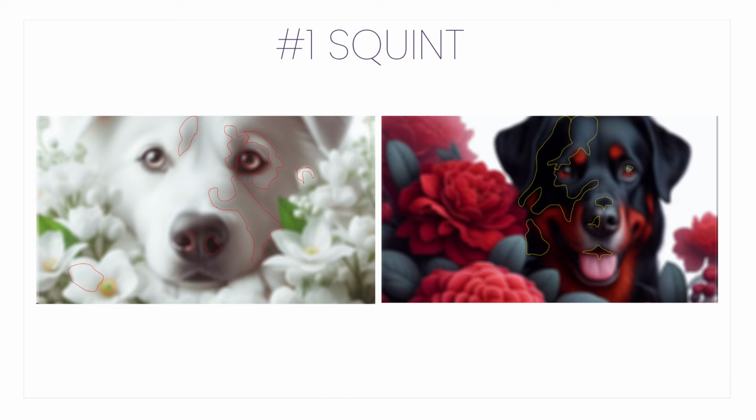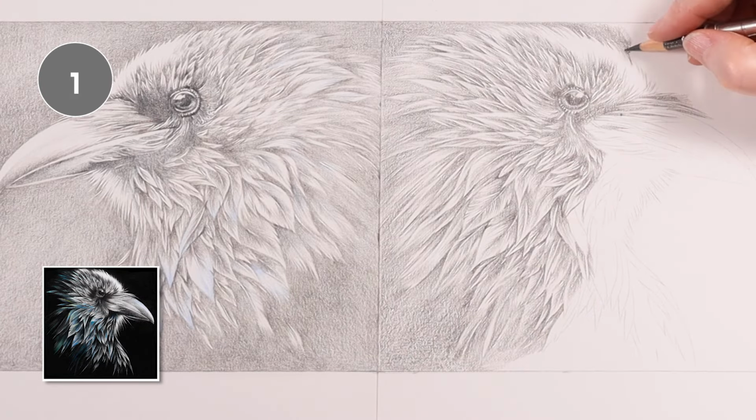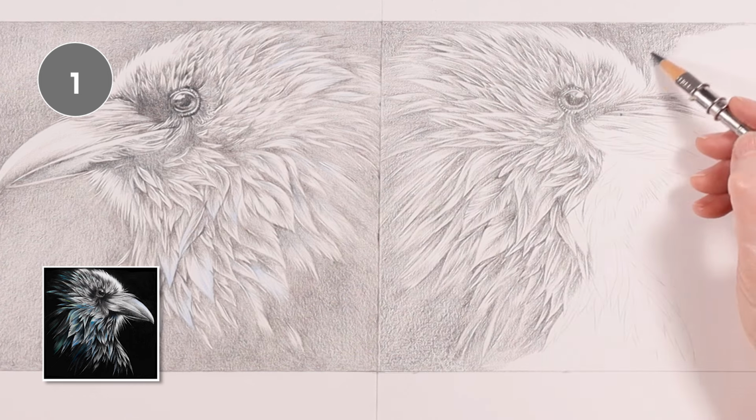Here's how you can use it in your work. So, squinting, number one. Squinting reduces the amount of detail you see, making it easier to see the overall shapes and values in your subject. So you just have to squint your eyes and look at the scene. It becomes a little bit blurry. This blurriness reduces the amount of visual information your brain processes, helping you focus on large shapes and values.